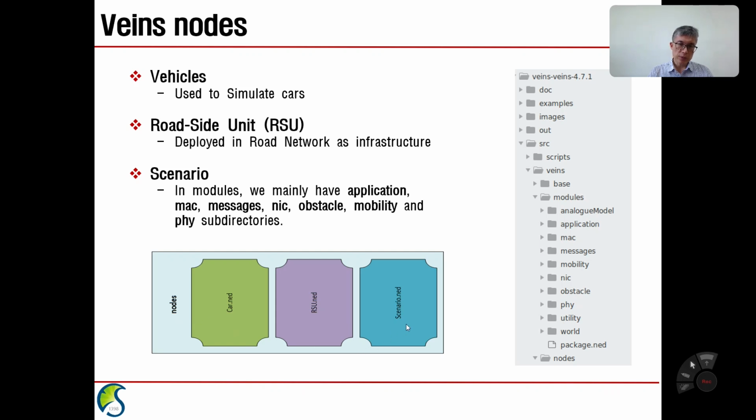This one is the scenario NED file. This is the RSU and the car NED. So the car is the vehicle. The vehicle is used to simulate the car. The road side unit is deployed in the road network as infrastructure nodes. And the scenario is in modules. We mainly have the application, MAC protocol, and the messages, the NIC network interface card, obstacle, mobility, and physical layer subdirectories. So you can have this kind of directory.